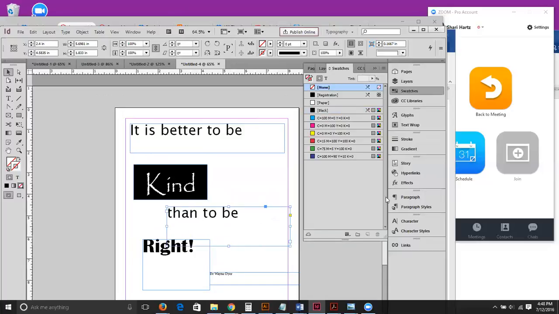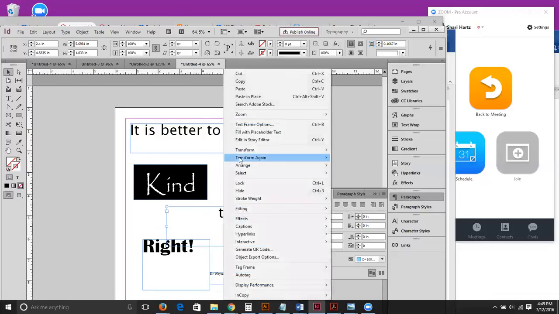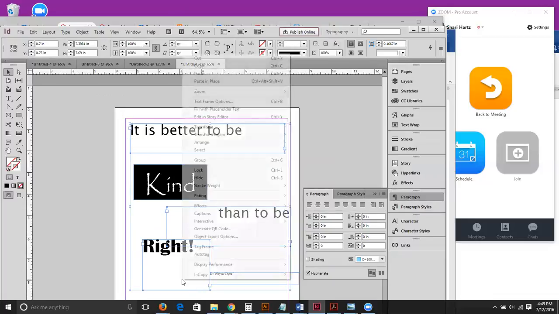I think I want to left align this just for fun. See if I can choose all of these and tell them to center.